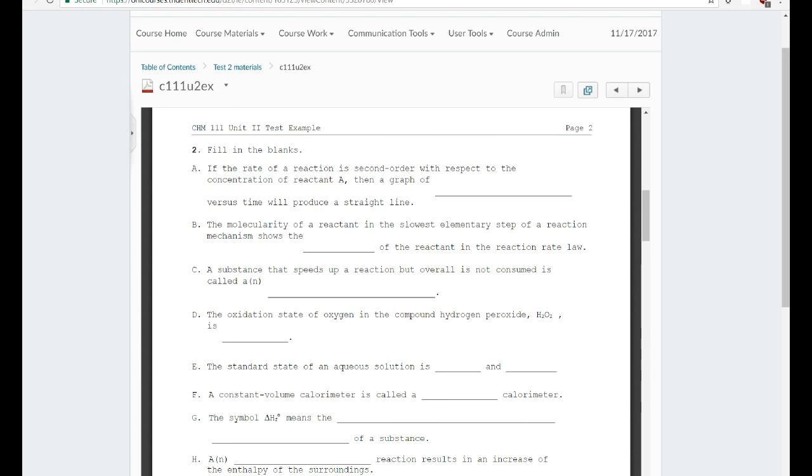The molecularity of a reactant in the slowest elementary step of a reaction mechanism shows the blank of the reactant in the reaction rate law.